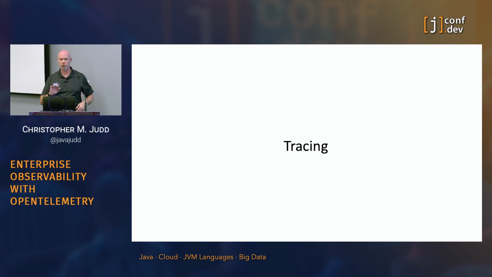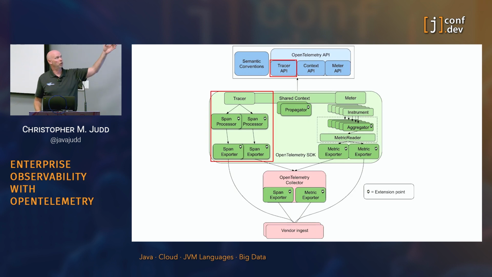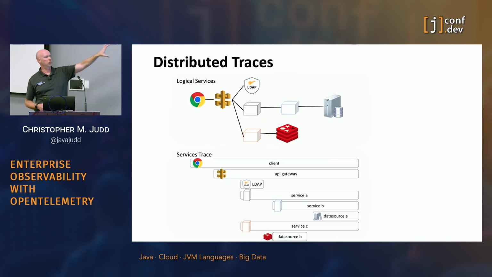Okay, so at this point, I've showed you using the Java library just through the agent, but what if you want to trace things that are not already traced, that are not a part of that instrumentation library? Well, that's what I'm going to show you right here. So we have the tracer API, we have the tracer implementation, and we have both a span processor and span exporter. So again, we're talking about these logical and service layers.